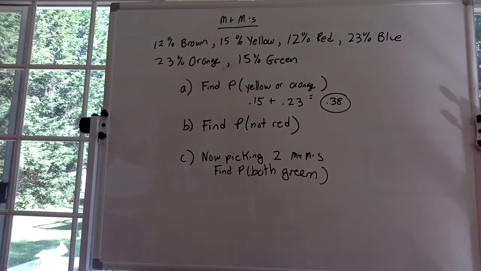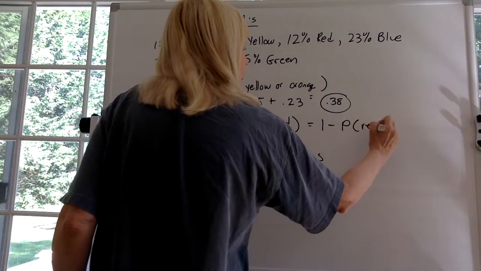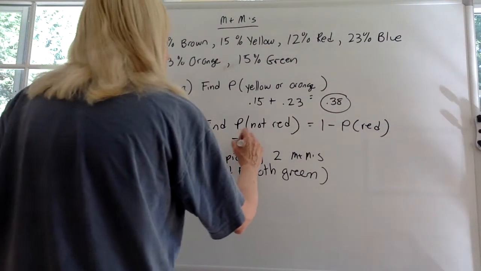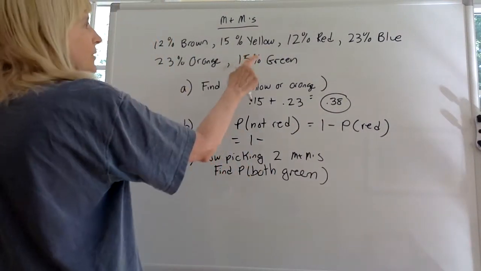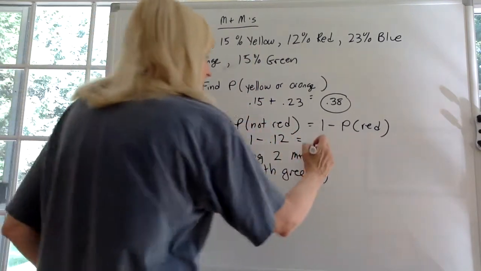Okay. How about find the probability that you don't pick a red if you just pick one out? Well, to find not red, it's 1 minus the probability it is red, right? So you just have to do 1 minus, let's see, red is 12%, so 0.12. So I think that gives you 0.88.